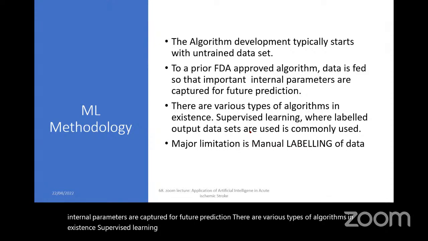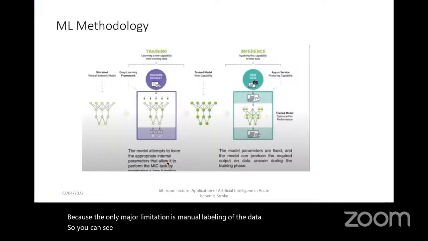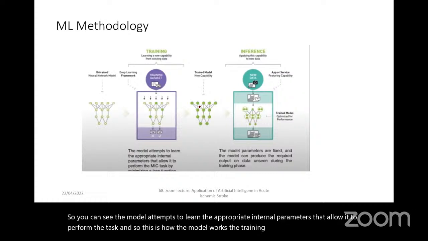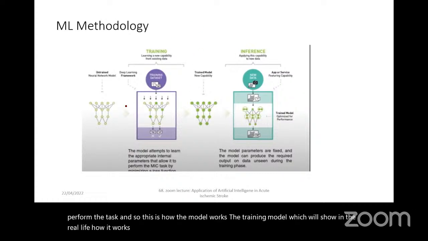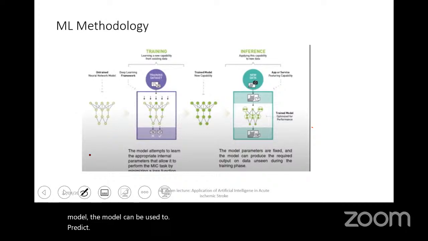Supervised learning, where labeled output data sets are used, is commonly used. So for stroke, we require a data set which has the presentation, the neuroimaging, and the outcome also with us. The only major limitation is manual labeling of the data. You can see the model attempts to learn the appropriate internal parameters that allow it to perform the task. This is how the training model works, which I will show in real life. Also, the inference, the output, is here. The model parameters are fixed. The model can produce the required output on data unseen during the training period. So once you train the model, it can be used on an unseen data set also, and you can predict the answer.